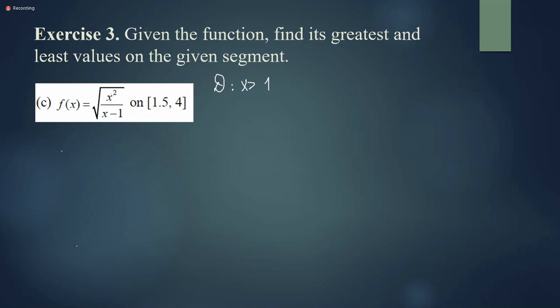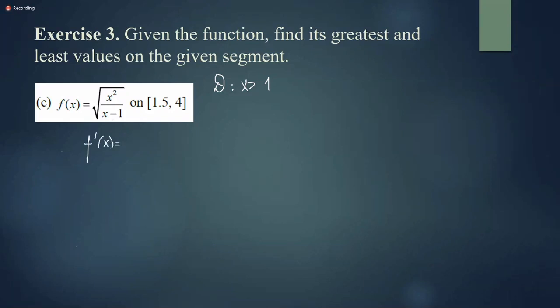If x is less than 1, then this bottom part, the denominator, is negative. You cannot find the square root of a negative number. So the domain is only x values greater than 1. This is useful so that we don't worry about anything else. And so now the derivative to find the critical points.